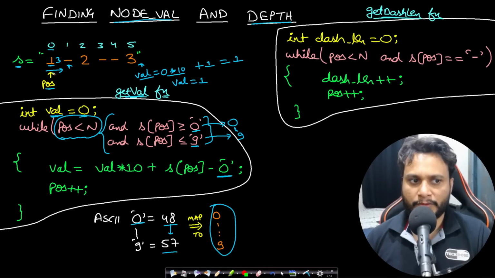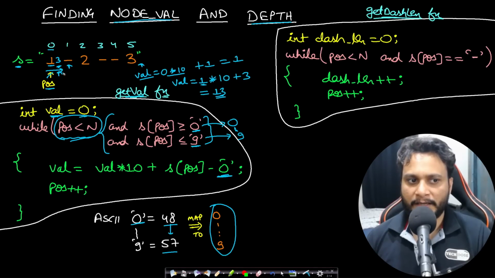Now your position will be updating to the next character. Check if you are out of bound. No, you are not out of bound. Are you seeing a digit? Yes, we are seeing a digit in the range of 0 to 9. So what we have to do? Just subtract the 0 and get the value. It will be 3. So left shift this 1 by 1 time to the left, so multiply by 10 and add this 3. So this will become 13.